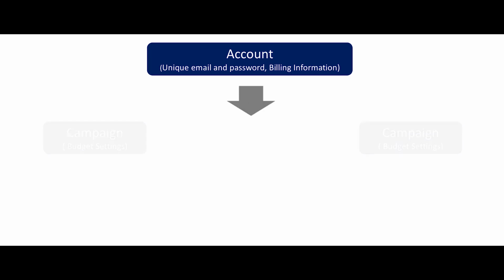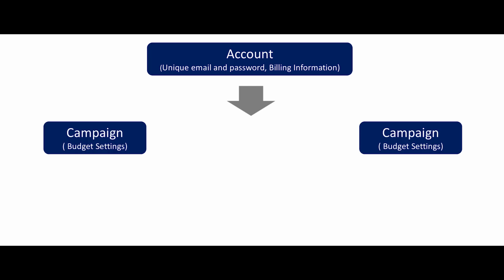The second layer is campaigns. Under your Google Ad account, you can create multiple campaigns like search campaigns, display campaigns, video campaigns, or app install campaigns, depending upon your objectives or goals of the business. The most important point to remember here is that each campaign has its own budget-related settings. That means you can allocate different amounts of budgets to different campaigns.